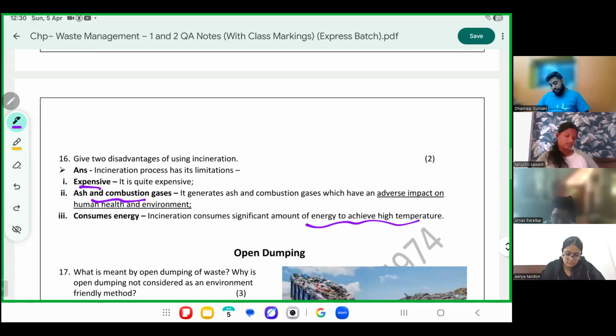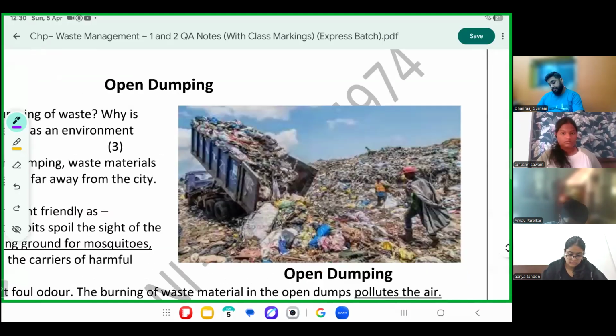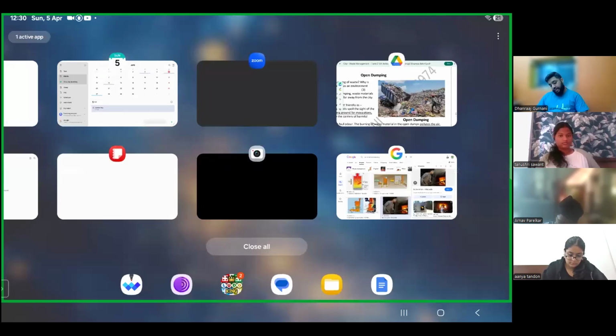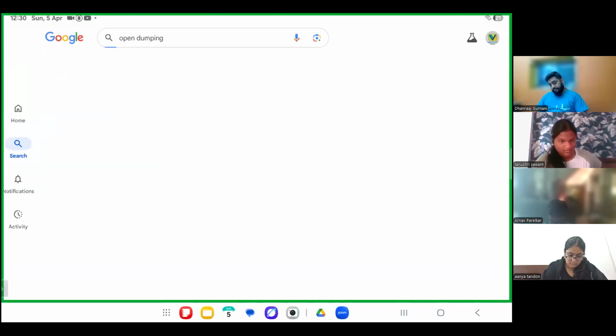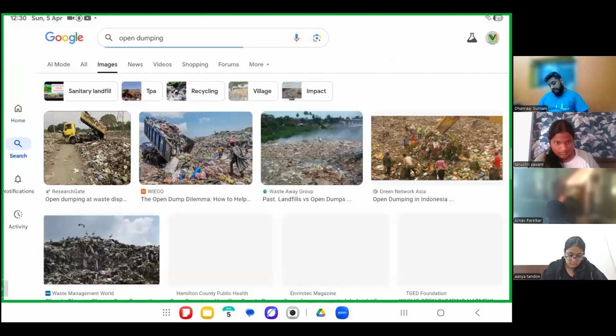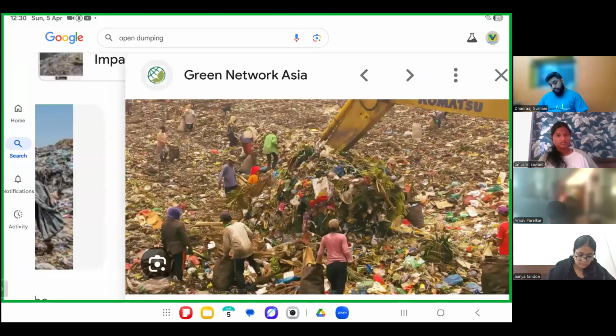Open dumping, as you can see in this photo. Open dumping, kachra fekna directly, just go and throw it in a dump. This is a photo of open dumping. Just go and dump the kachra and come. These are all photos of open dumping where you just go and dump the kachra.